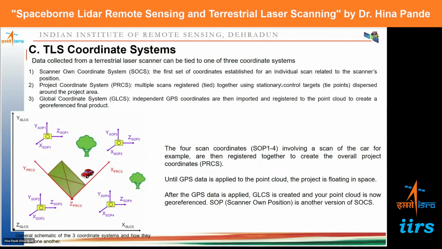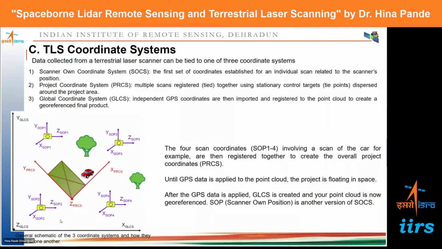Then another concept that we need to make ourselves familiar with is that there are certain coordinate systems that we need to be aware of. So when using a terrestrial laser scanner, the scanner can be tied to any one of the 3 coordinate systems. So the first system is the scanner's own coordinate system, and it is usually called SOCS. The first set of coordinates that it establishes for the individual scan is related to the scanner's position. So this is called the SOCS, scanner's own coordinate system.